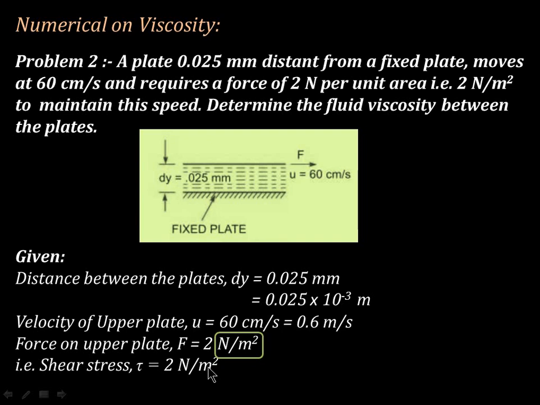So it is very important to note that for the values mentioned in the question, we need to carefully look for the units given along with them. If the value is given as 2 Newton per meter square, it will not be the value of force, but the value of stress. And the force will be responsible for generation of that stress. Now the fluid viscosity between the plates is to be found out. Determine the fluid viscosity between the plates. So we have to calculate the fluid viscosity between the plates, that is, we have to find out the value of mu.